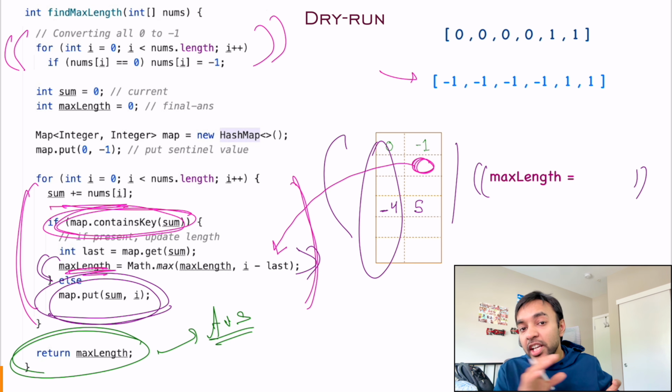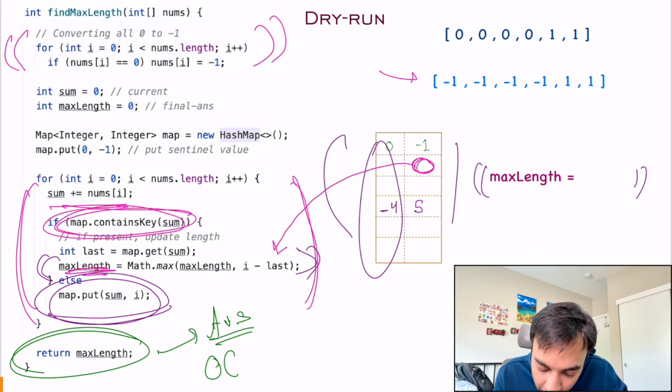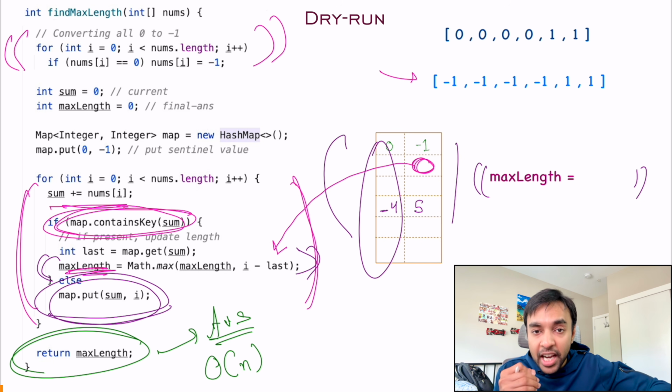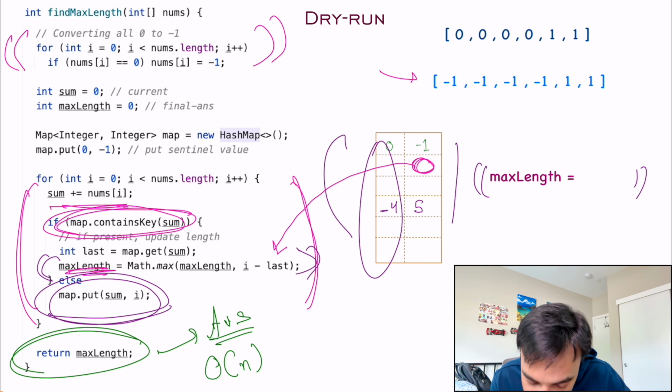Notice that we only do one traversal of the entire array. It means the time complexity of this solution is order of n. And also notice that we're using a hash map. In the worst case, this hash map could be as large as your input size. So the space complexity of this solution is also order of n.